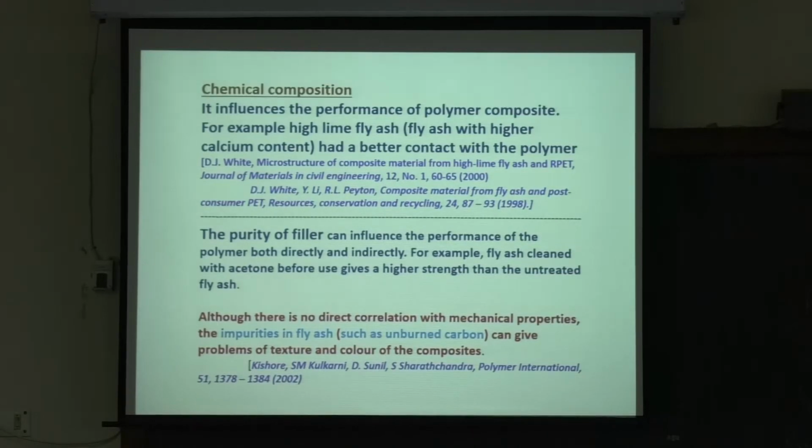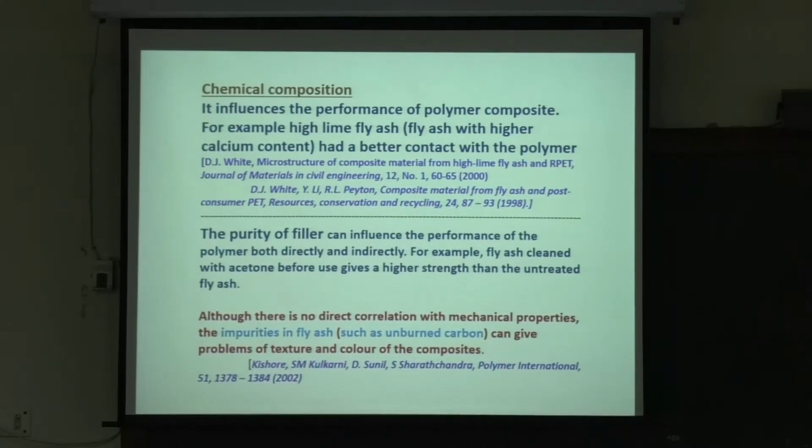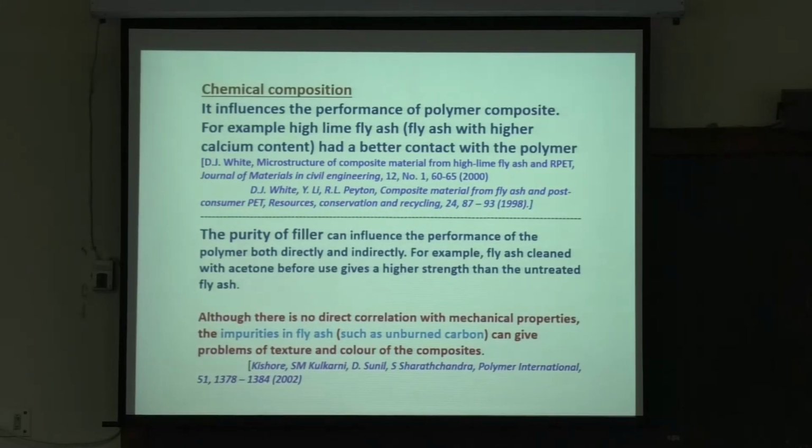Chemical composition influences the performance of the composite. High lime fly ash with high calcium content. So what category of fly ash is that? Thank you. C. And a better contact with the polymer. So if you're using a high lime fly ash or category C fly ash, it has a better contact with the polymer. And then the purity of the filler can influence the performance of the polymer both directly and indirectly.